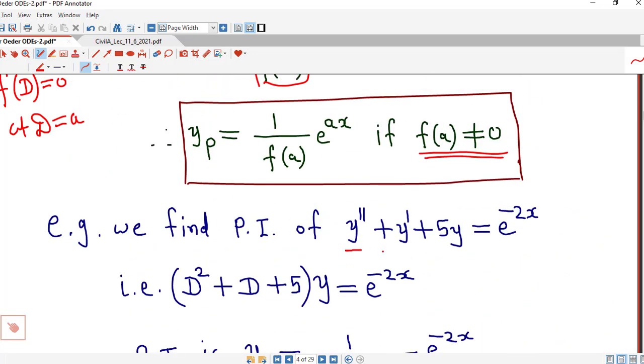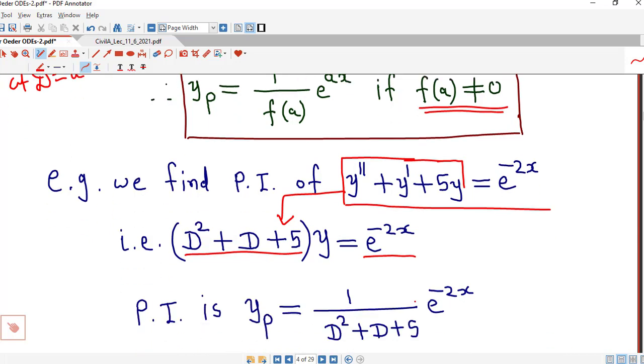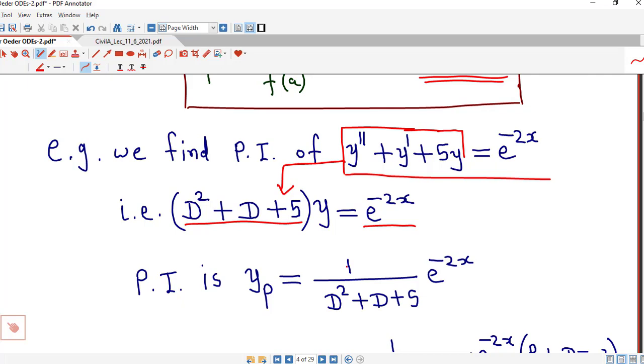Suppose we want to find the particular integral of this differential equation: y double dash plus y dash plus 5y equal to e raised to minus 2x. So first we write this in terms of the notation of capital D. So y double dash is replaced by D square y, y dash is replaced by Dy, and we take y common, so we have written this equation in another form: (D square plus D plus 5) y equal to e raised to minus 2x. Now for the particular integral, we consider yp equal to 1 over f of D, which is 1 over D square plus D plus 5 times e raised to minus 2x.